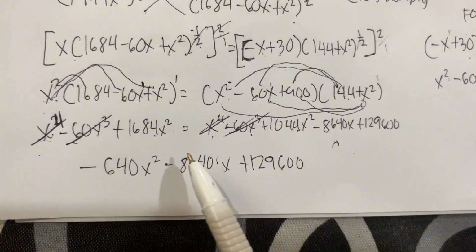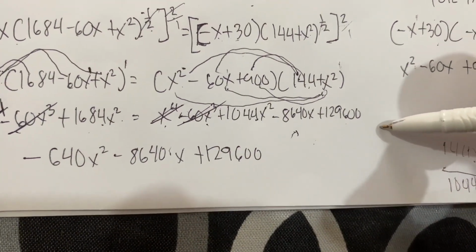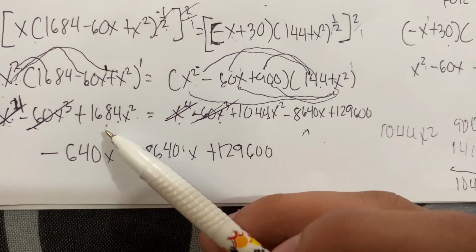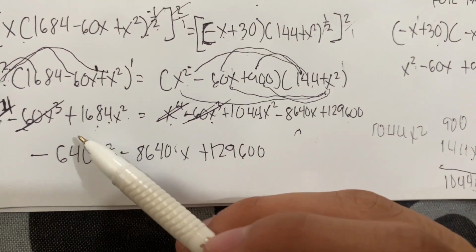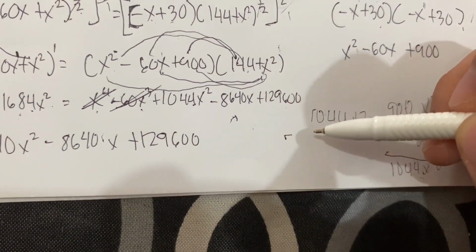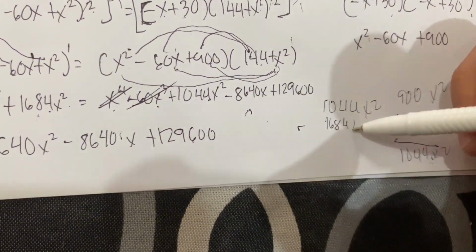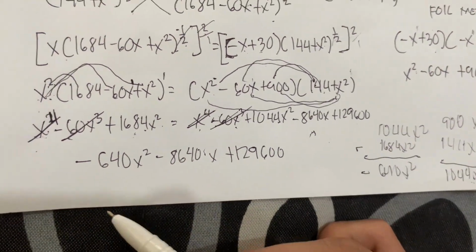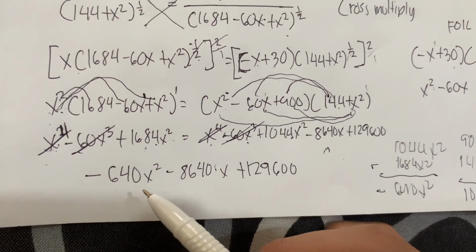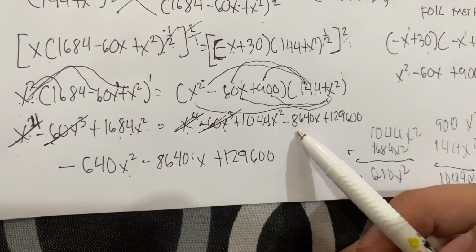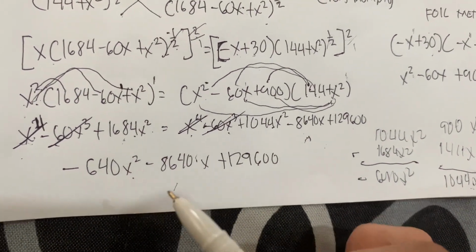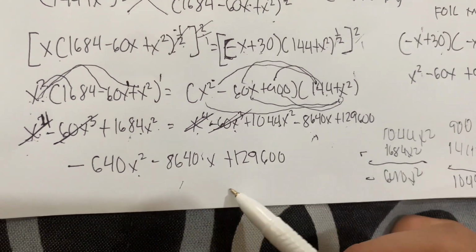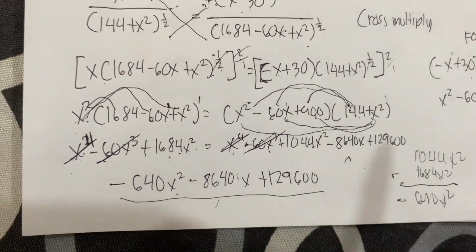So if you're going to transpose, we have 1044 squared. But if we're going to transpose this term, 1684 squared, it's going to be a negative, so it's going to be a minus 1084 squared, and that is equal to negative 640x squared. So that's why we have a negative 640x squared right here. And then we're just going to copy our 8640x, that is going to be negative, and then our 129,600. So we have this equation.